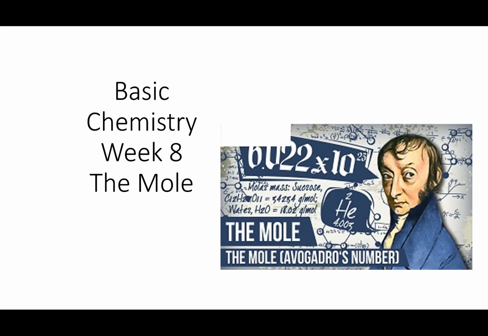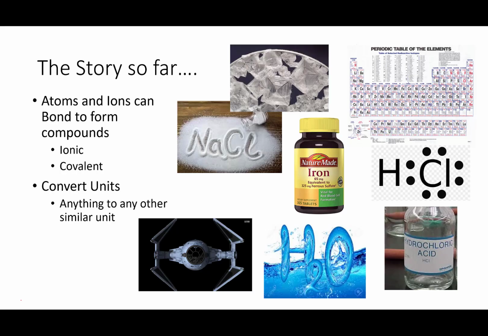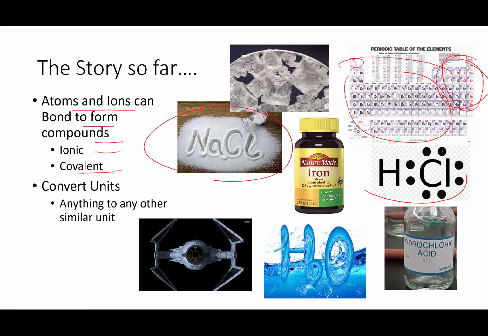Hi, everybody. It is week 8 in our chemistry class, and this time we're going to talk about the mole. Here's our story so far. We've been talking about the fact that atoms bond to form compounds, ionic and covalent compounds. Ionic compounds when you have a nonmetal and a metal, and covalent compounds when nonmetals react with each other. Now, these form unique, specific chemical formulas.